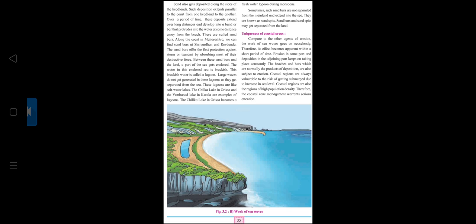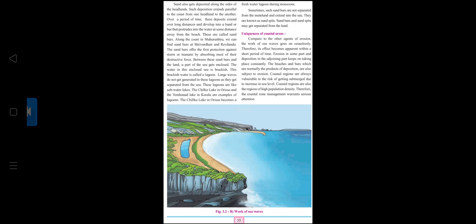What does brackish mean? Brackish is not something related to color. It is slightly salty. Brackish means slightly salty. This brackish water is called a lagoon. I already in the previous class had told you all what a lagoon is. As they get separated from the sea, these lagoons are like salt water lakes. In your junior classes, you all have studied about the Chilka Lake in Orissa as an example many a times, and the Vembanad Lake in Kerala are examples of lagoons.